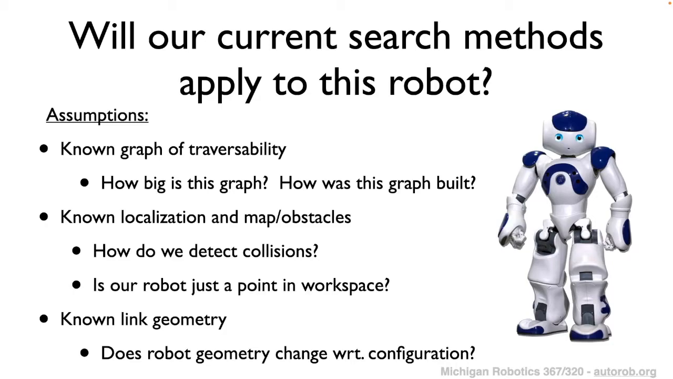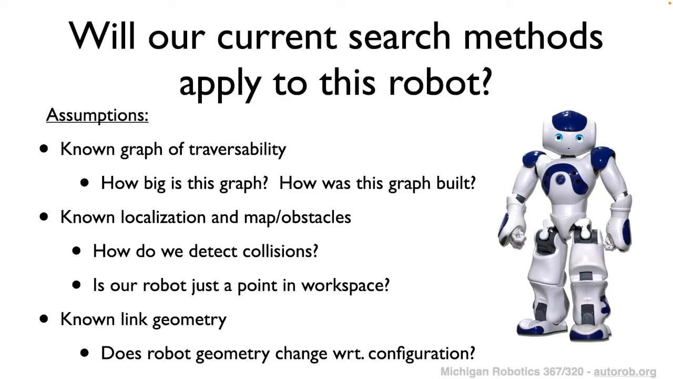But in addition, another potential issue is that our algorithms assumed known localization of both the map and all of the obstacles within the map. When we move to these larger n-dimensional spaces, we have a couple of questions. One is how we can detect collisions in these higher dimensional spaces. And in addition, how are we going to represent our robot within these spaces? Would it still just be a point within the workspace, or would we potentially need a more complicated representation for our robot state?